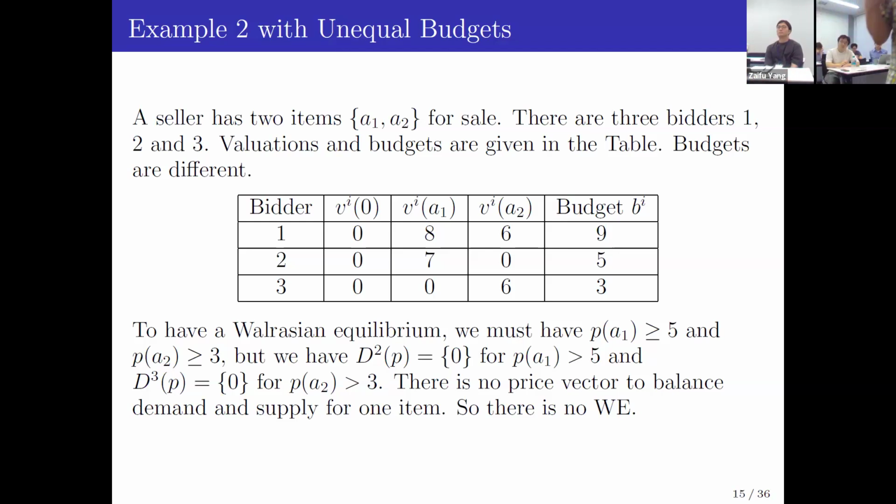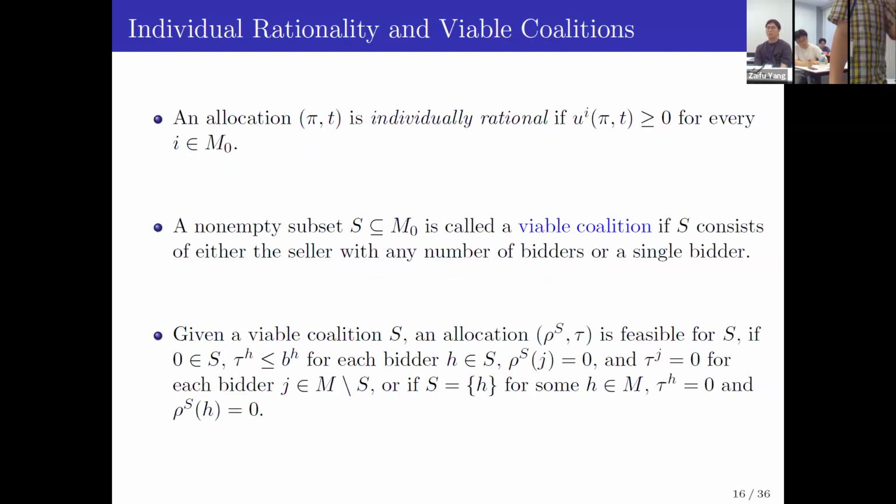So we have to use a more general solution concept for this problem. And one thing is that we use the core. We first say an allocation is individually rational if everyone's utility is greater than or equal to 0, so it should not be worse than the case where you stand alone.